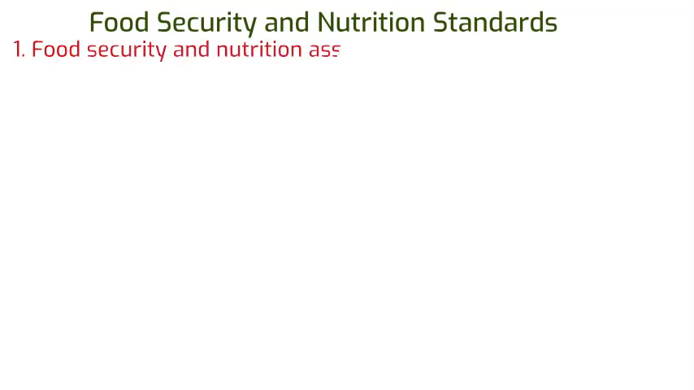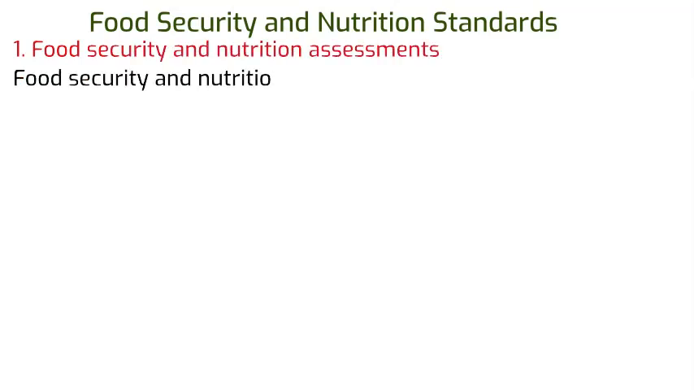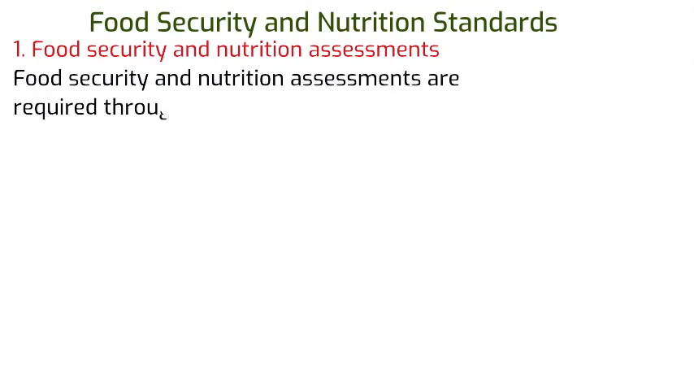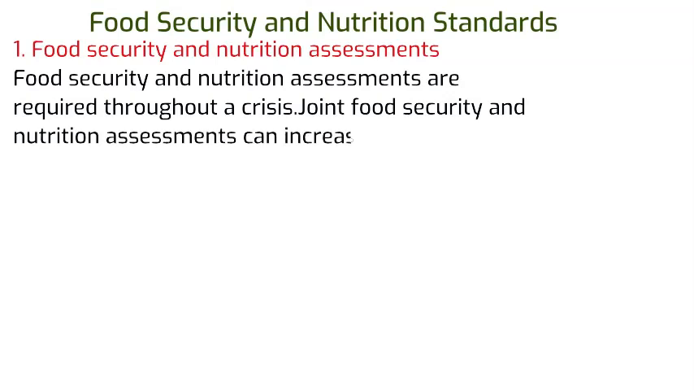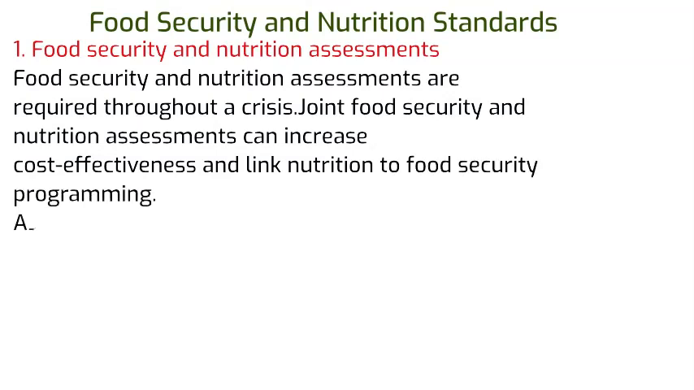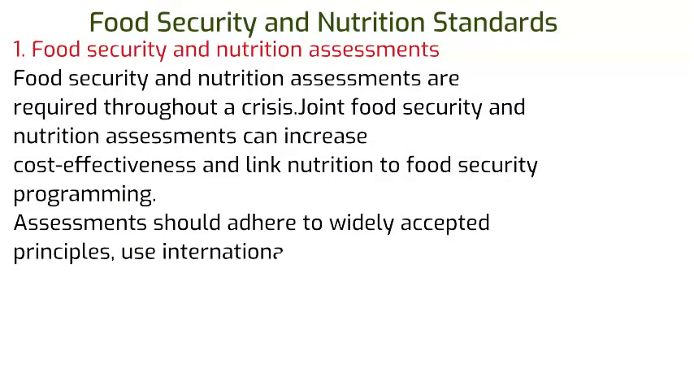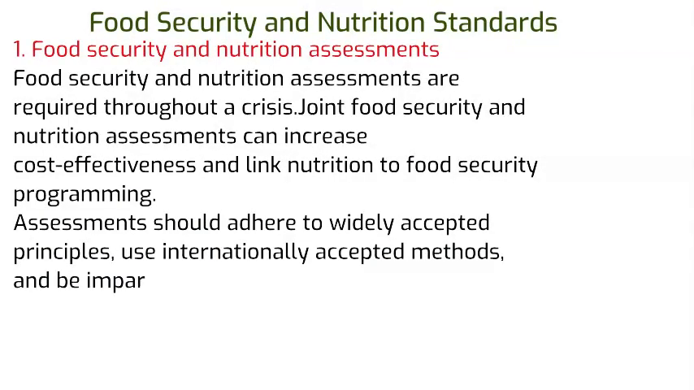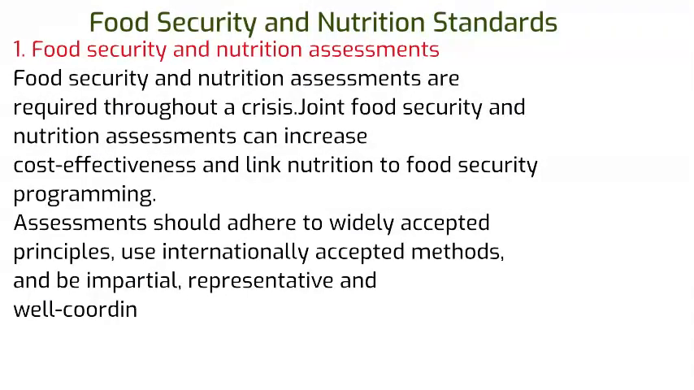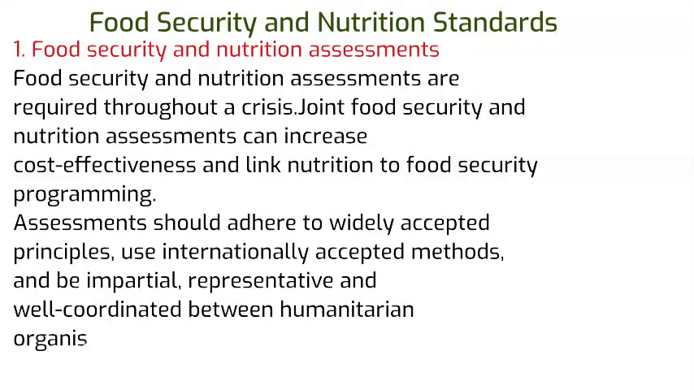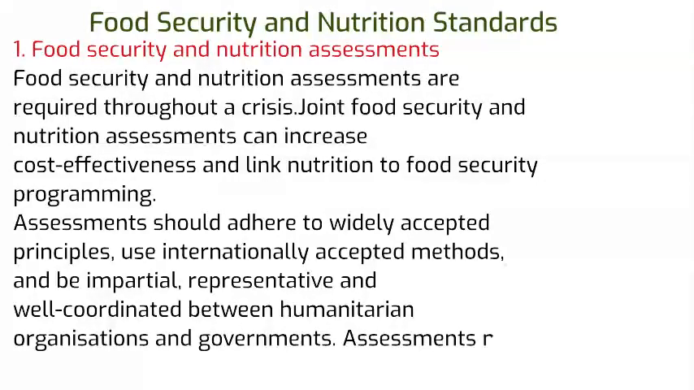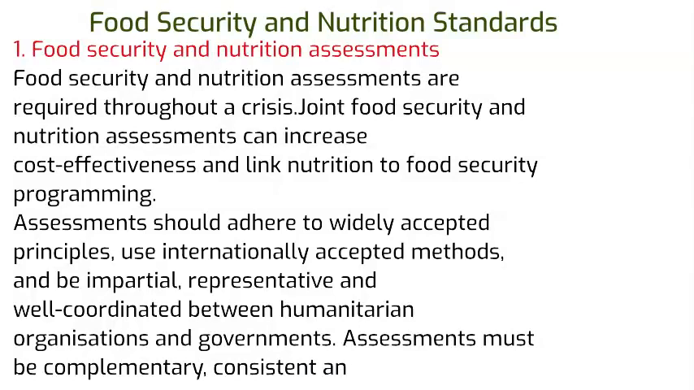Food security and nutrition standards. 1. Food security and nutrition assessments. Food security and nutrition assessments are required throughout a crisis. Joint food security and nutrition assessments can increase cost effectiveness and link nutrition to food security programming. Assessments should adhere to widely accepted principles, use internationally accepted methods, and be impartial, representative, and well coordinated between humanitarian organizations and governments. Assessments must be complementary, consistent, and comparable.